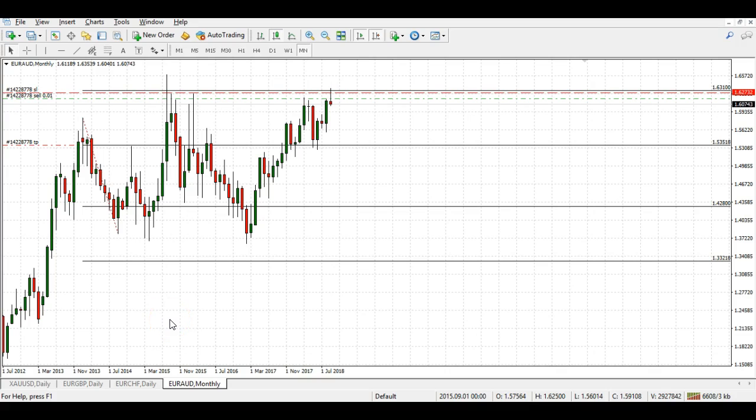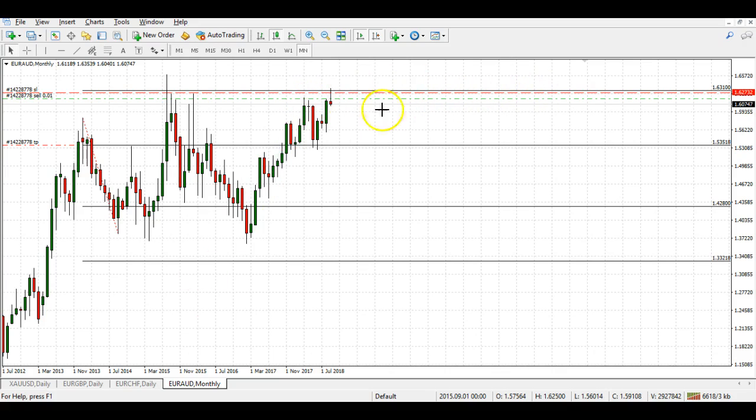Hi guys, we're back. September 20, Euro versus the Australian dollar monthly chart. This is what you're looking at right now. I wanted to give you the full picture here. It's quite interesting. We just had a major touchdown here on the 163.10.